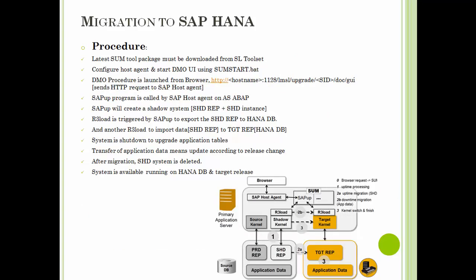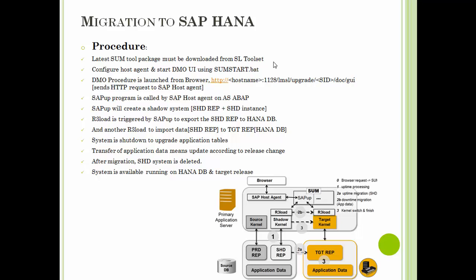Now let us understand in more detail about the procedure involved in starting the DMO option, and a little brief information about different steps again. So here we see that we have to first download the latest SUM package from the SL toolset. That is, SL toolset is a part of Service Marketplace. SUM tool must be downloaded from there and it must be located on the primary application server where the system is running.